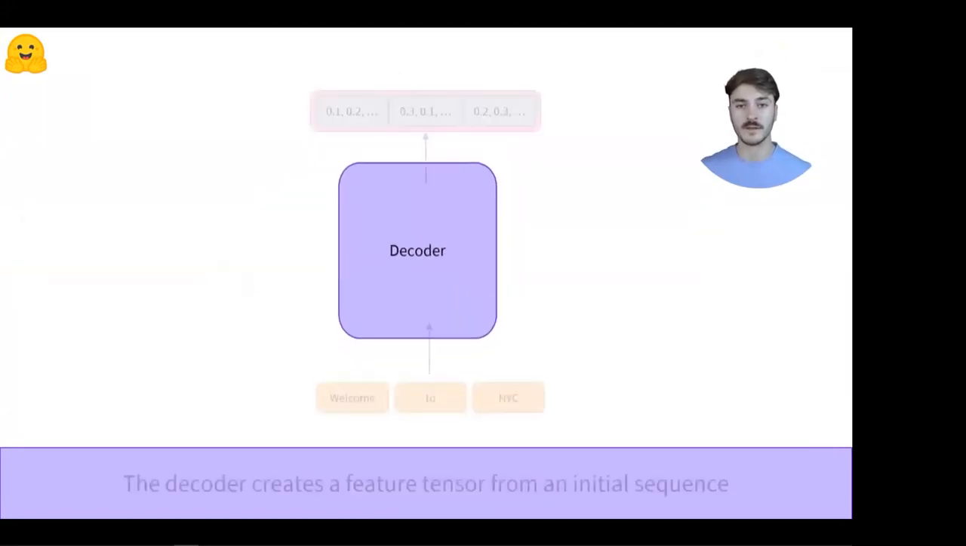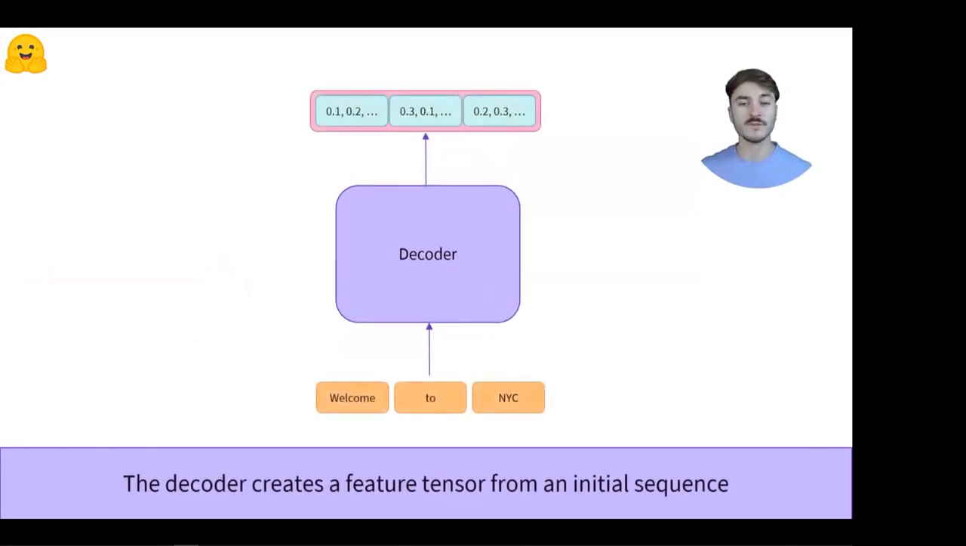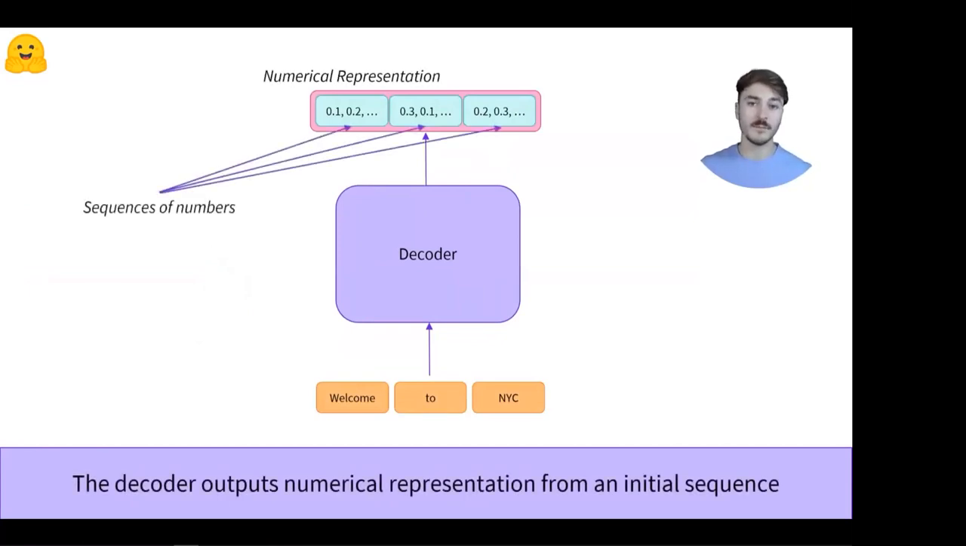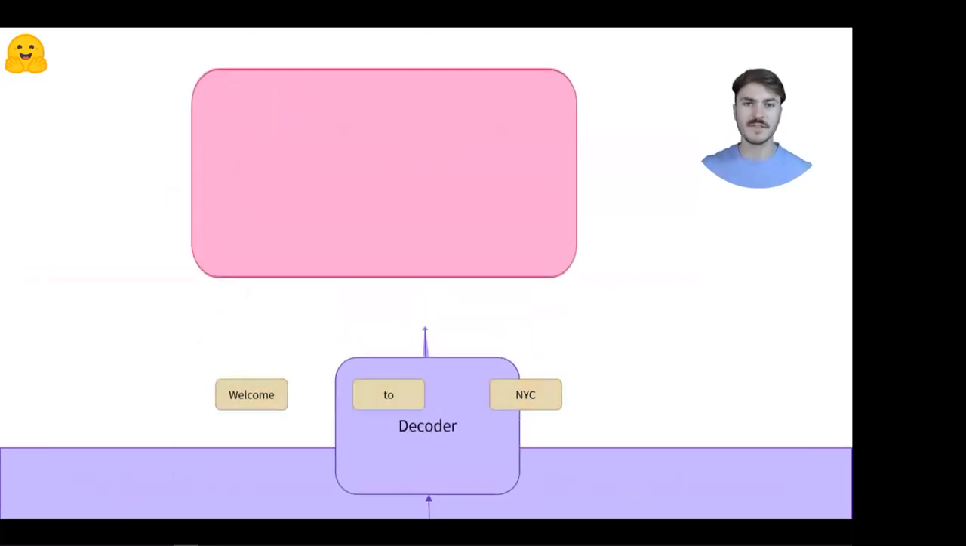We'll use a small example using 3 words. We pass them through the decoder. We retrieve a numerical representation for each word. Here, for example, the decoder converts the 3 words welcome to NYC in these 3 sequences of numbers. The decoder outputs exactly 1 sequence of numbers per input word. This numerical representation can also be called a feature vector or a feature tensor. Let's dive in this representation.